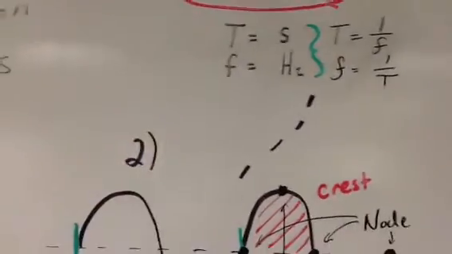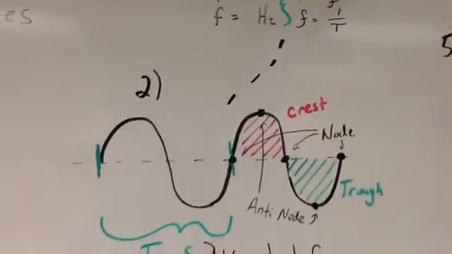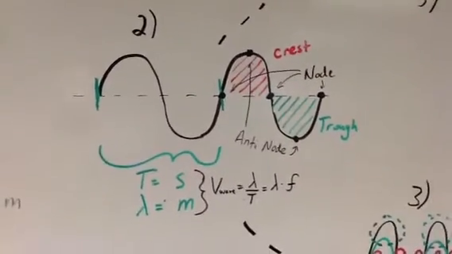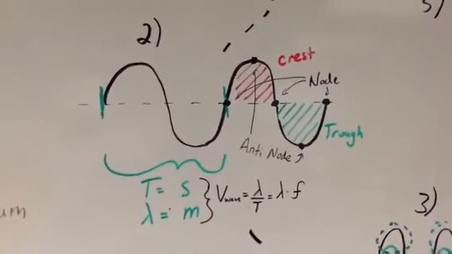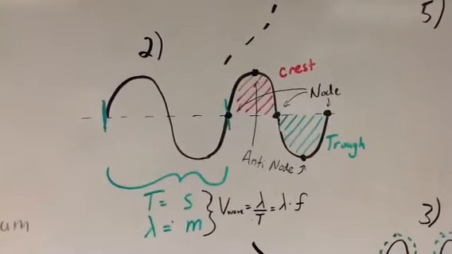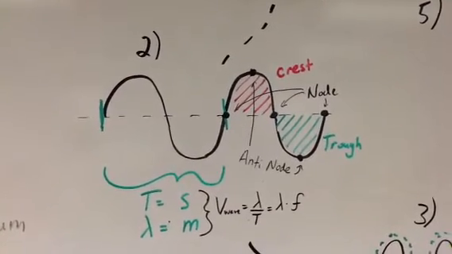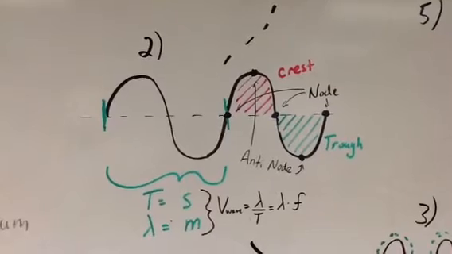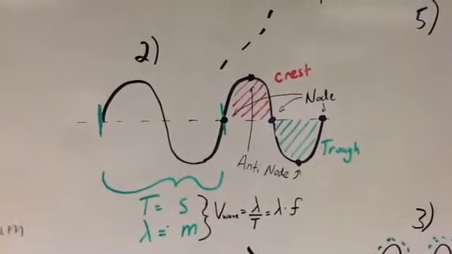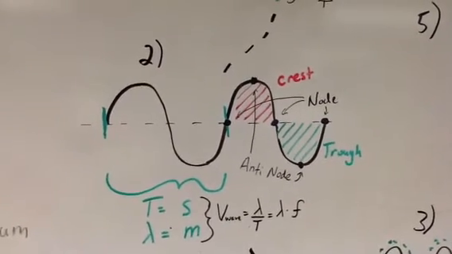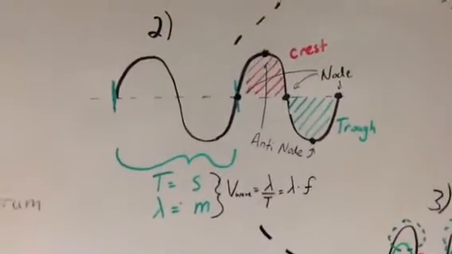That brings us into wave properties. We should be pretty familiar with this picture now, but this is a picture of a wave. There are some parts of the wave, like the crest region or the trough region. There are nodes where there's no displacement. There are antinodes with maximum displacement.